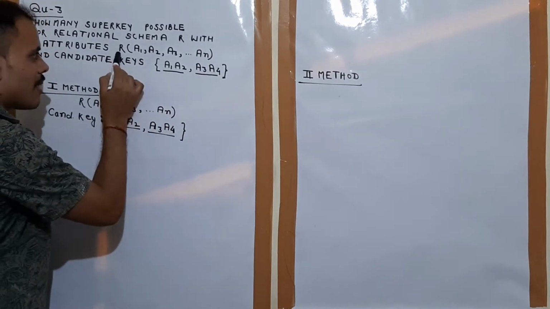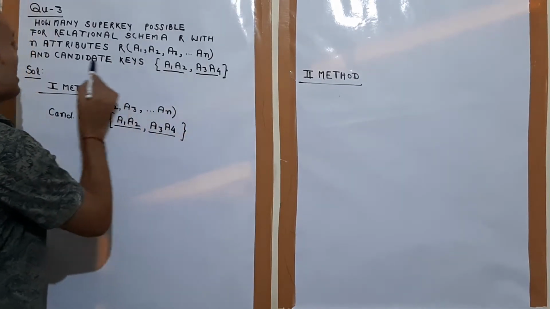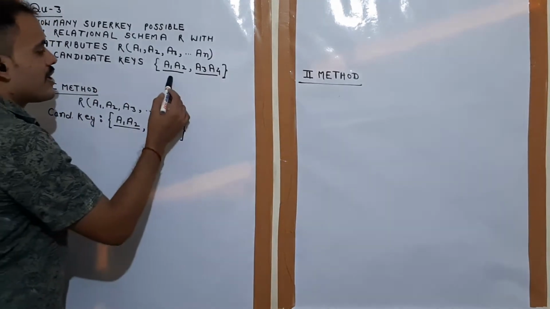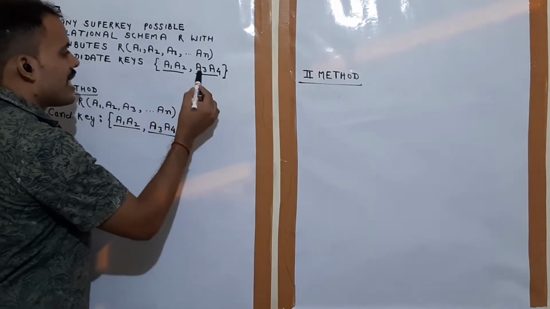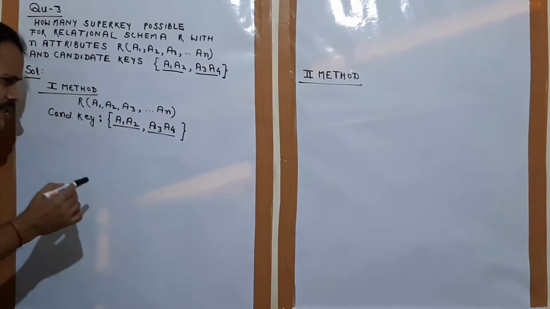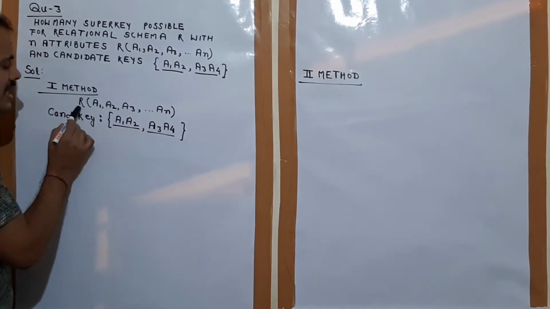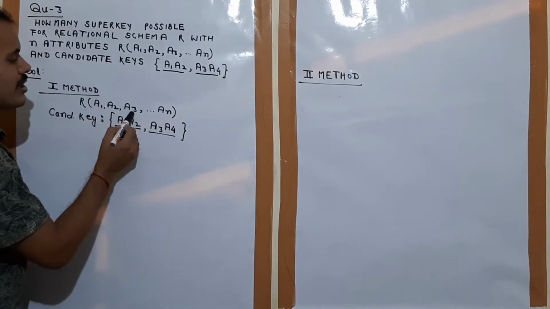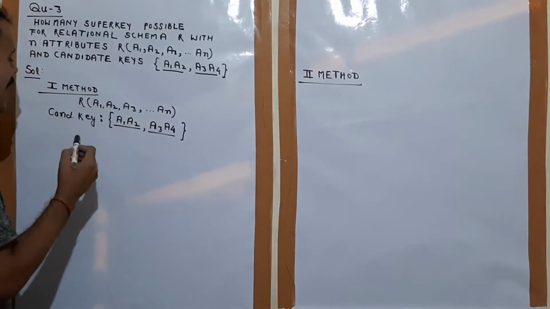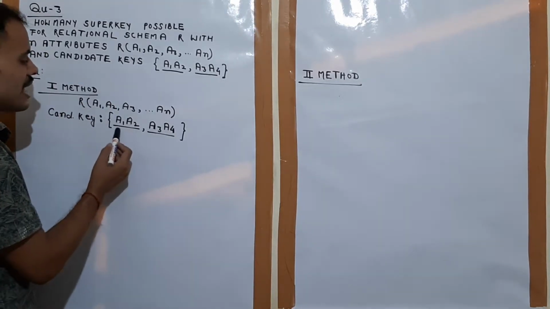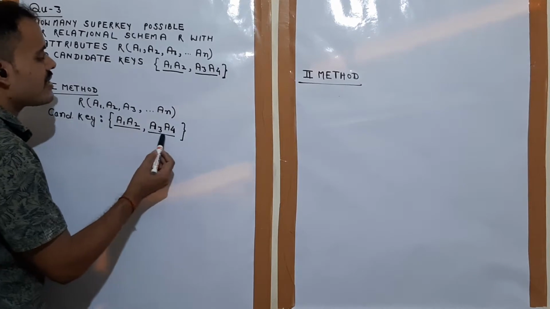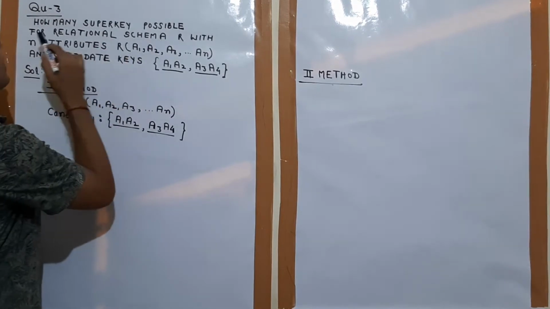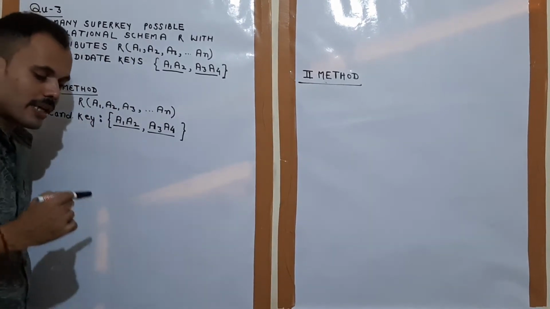A relational schema R with a set of n attributes, and there are two candidate keys. The first candidate key is A1, A2 and the second candidate key is A3, A4. See here, R is a relational schema with n attributes from A1, A2, A3 to An, and it is asking how many super keys are possible.